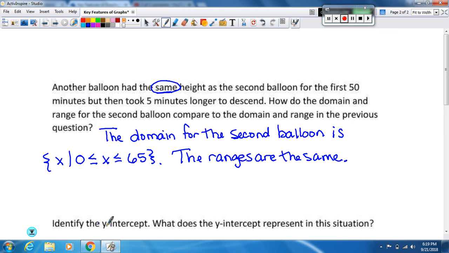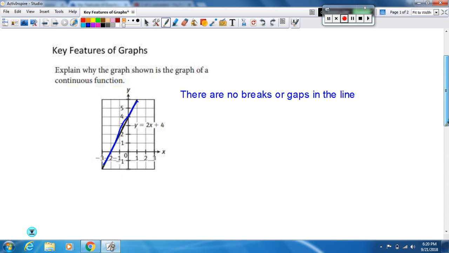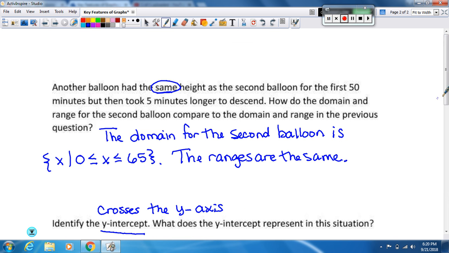Okay, identify the y-intercept. Y-intercept is where the graph crosses the y-axis. So if you look back at the graph again, it's crossing the y-axis right here at 0. This is the y-axis. It's crossing the y-axis at 0. So the y-intercept is 0, 0.